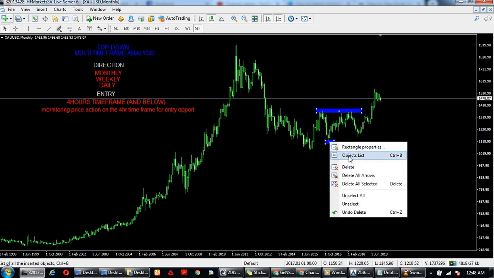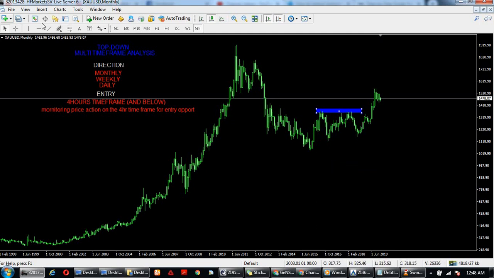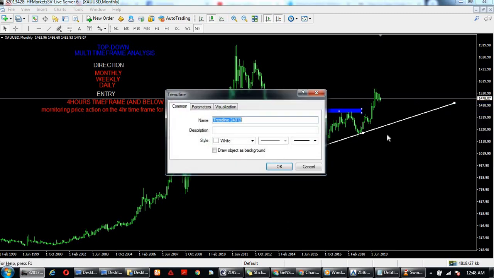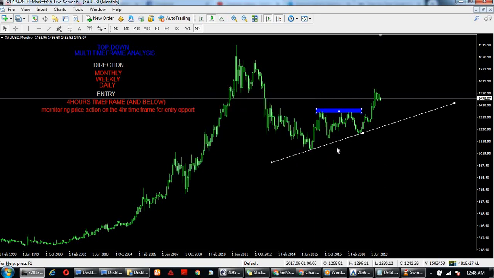So here we can clearly see that the structure of the market has now shifted from a downtrend to an uptrend, where we will now begin to see the market make a series of higher highs and higher lows. Guys, this is our monthly time frame. Take note of that. And like I rightly said initially from the start of the video, we are considering a top-down analysis where we'll be starting from the monthly time frame and we'll work our way all the way down to the daily time frame and the 4 hours time frame.